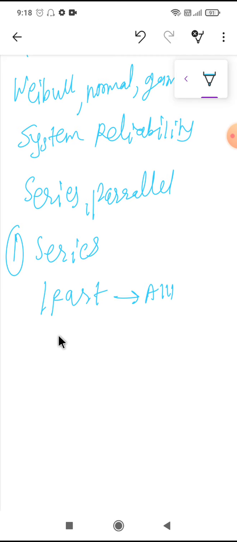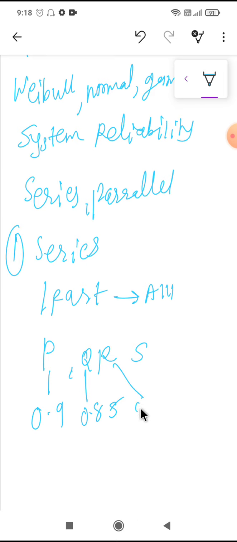That is, suppose a system consists of four devices, that is P, Q, R, and S, which operate in series in such a way that a failure in any one device can cause failure of the system. So assume that the probability that P will operate without failure for 100 hours is estimated to be 0.9, and correspondingly for Q is 0.85, for R is 0.8, and for S is 0.75. So this is the probability.